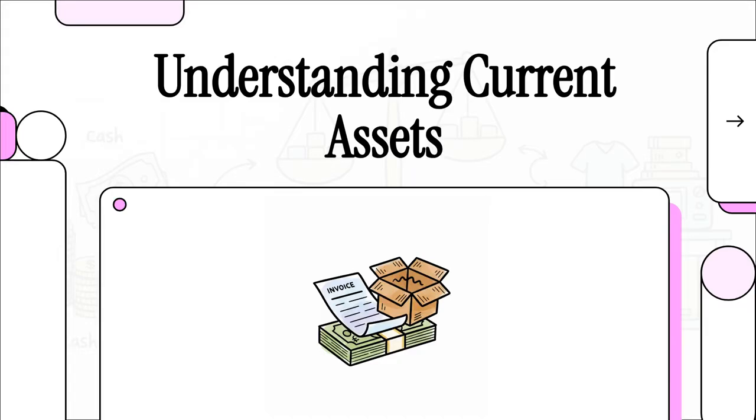Hey everyone, welcome. Today we're going to dive into a really crucial part of any company's financial health, its current assets. We're going to break down the three main building blocks, cash, accounts receivable, and inventory, to show you what they really tell you about a business.